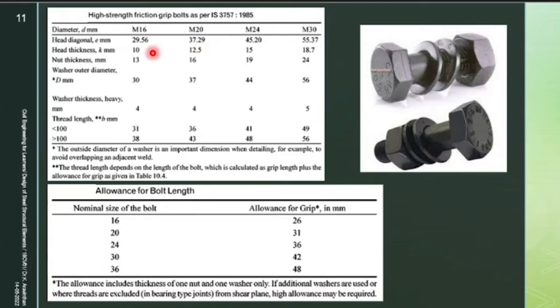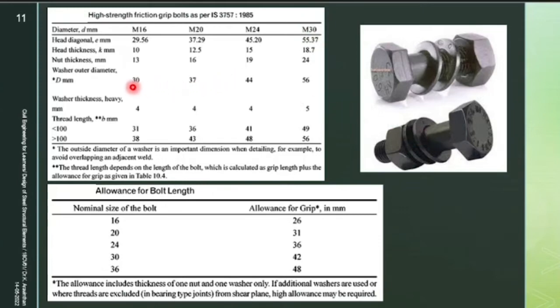So you got 29.56 as the head diagonal, and these are the guidelines given by the code book. Note here what is the addition given in this type of bolt: washer. What will be the thickness of the washer? Majorly for M16, 20, 24 you are having 4 mm thick washer, and for only M30 grade you have 5 mm thick washer.